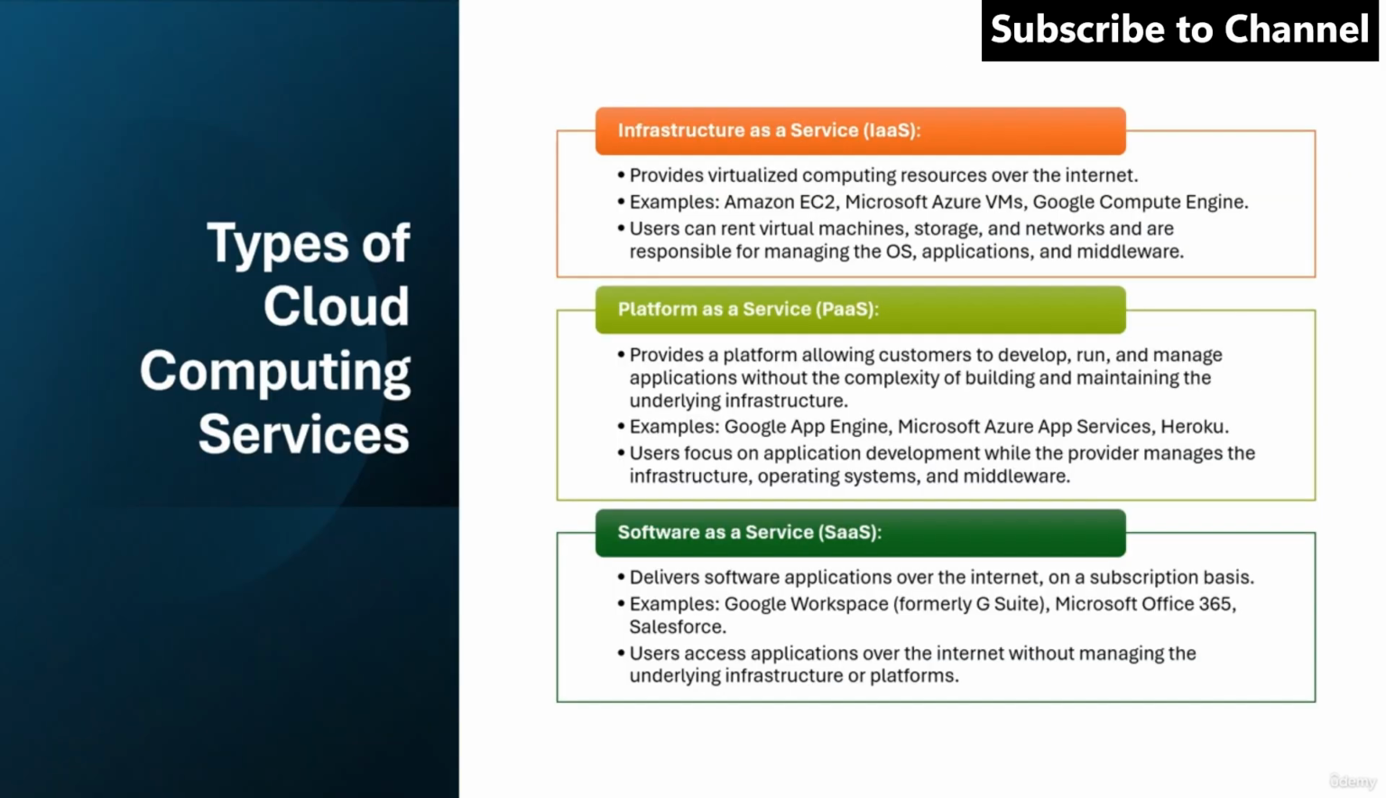Some of the types of cloud computing services are infrastructure as a service, platform as a service, and software as a service. Infrastructure as a service provides virtualized computing resources over the internet. Examples are Amazon EC2, Microsoft Azure virtual machines, and Google Compute Engine. Users can rent virtual machines, storage, and networks, and are responsible for managing the operating system, applications, and middleware. So this is infrastructure as a service.